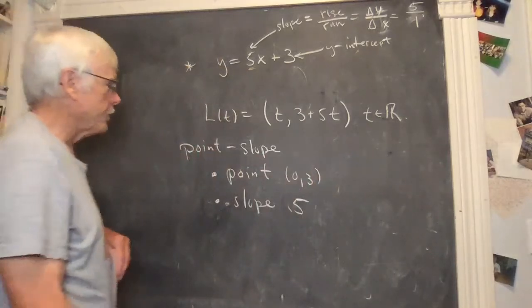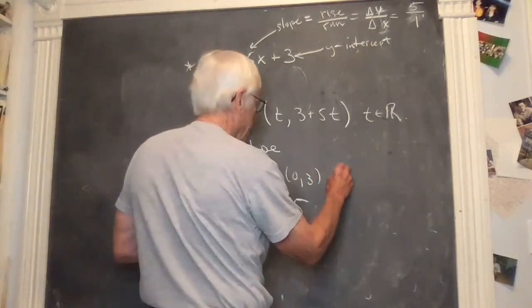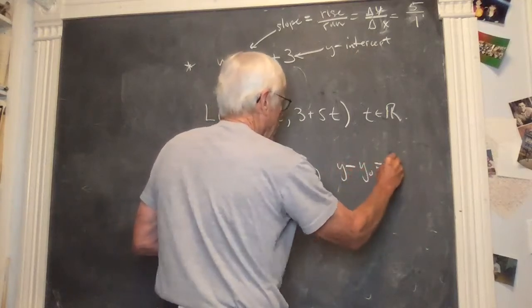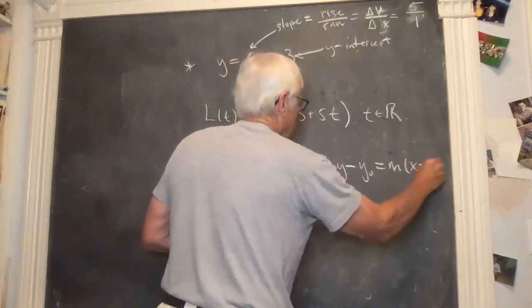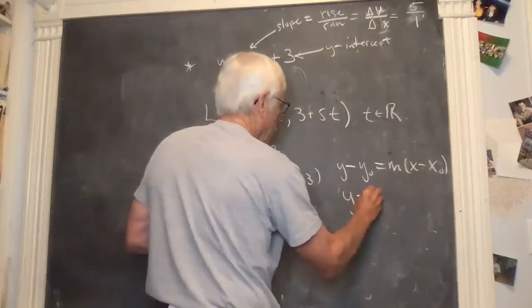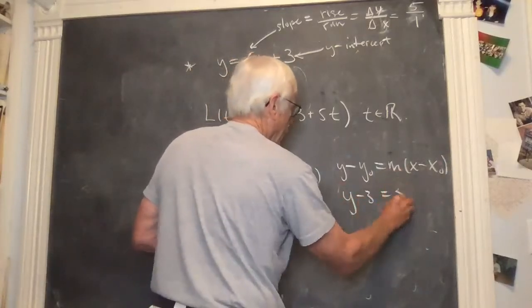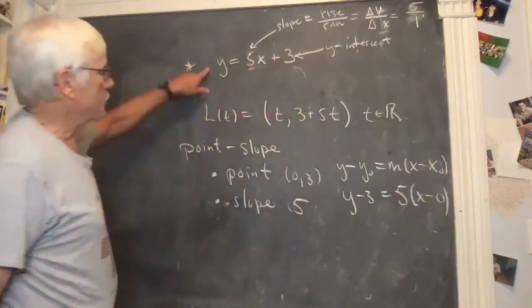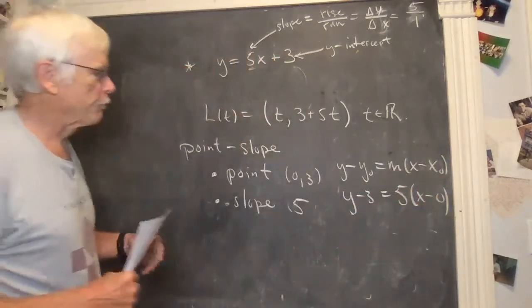And so one of the equations is y minus y naught equals the slope times x minus x naught. This is a general form. So y minus 3 equals the slope of 5 times x minus 0. There's one. And actually, that's the same as this one here.